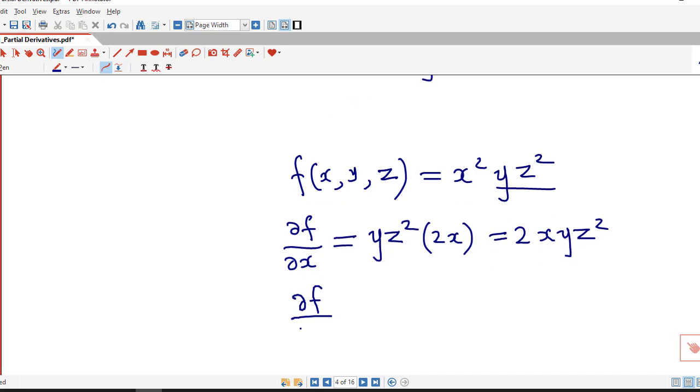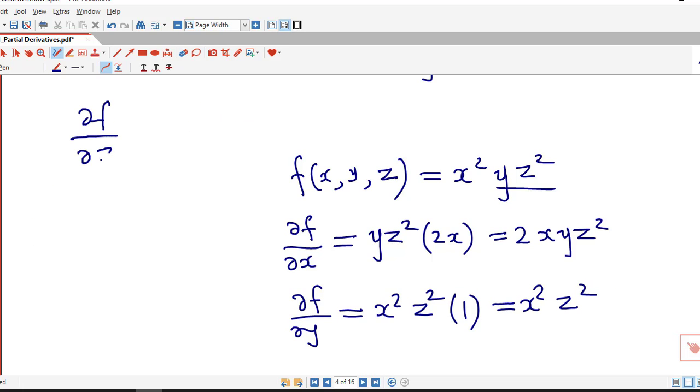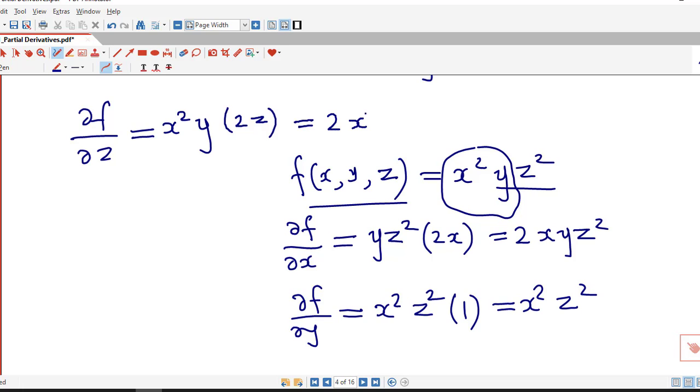Similarly, if I am interested in the partial derivative of f with respect to y, I will consider x and z as constants. So I will have x square into z square and the derivative of y is 1. So it is x square z square. Similarly, for the partial derivative with respect to z, I will consider x and y as constant. So this portion is constant and the derivative of z square is 2z. So we have 2x square y into z.